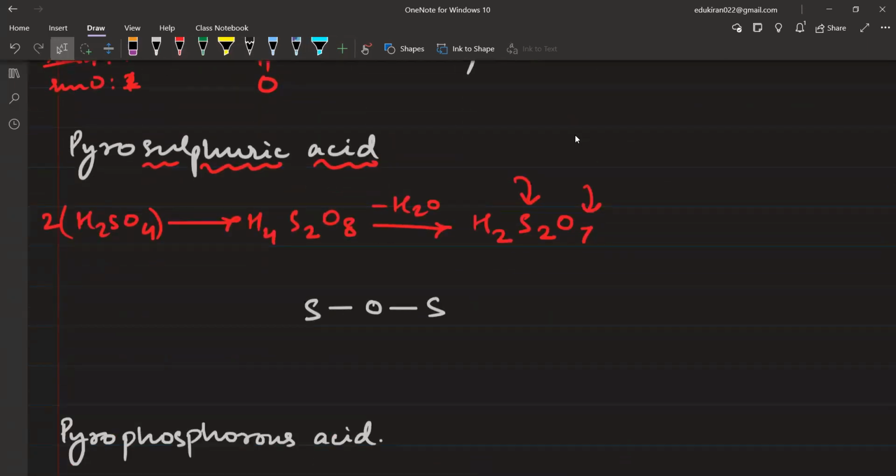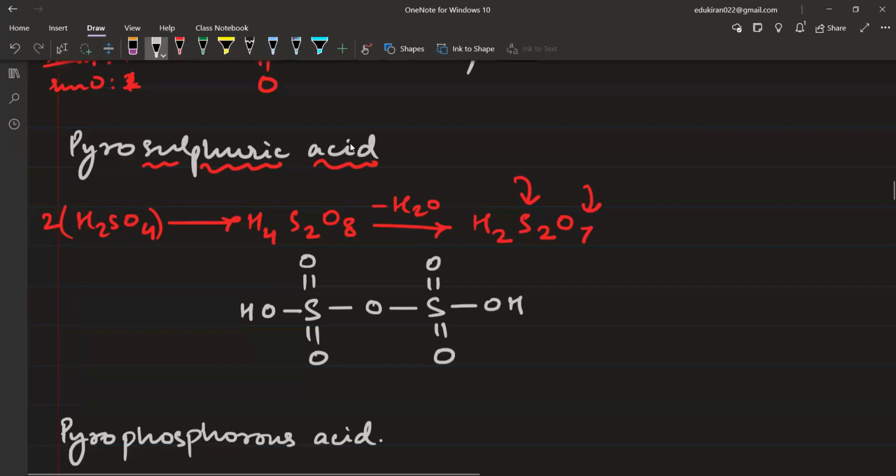Now what you need to do? On both sulfurs make one double bond O and one OH. Now you tell me, is there any hydrogen remaining, oxygen remaining? Is there any hydrogen remaining? No, there is no hydrogen remaining, right? So how many oxygens are remaining now? 2 oxygens. This sulfur will get 1 oxygen. This sulfur will get another oxygen. Understood this? Yes or no? Please tell me.